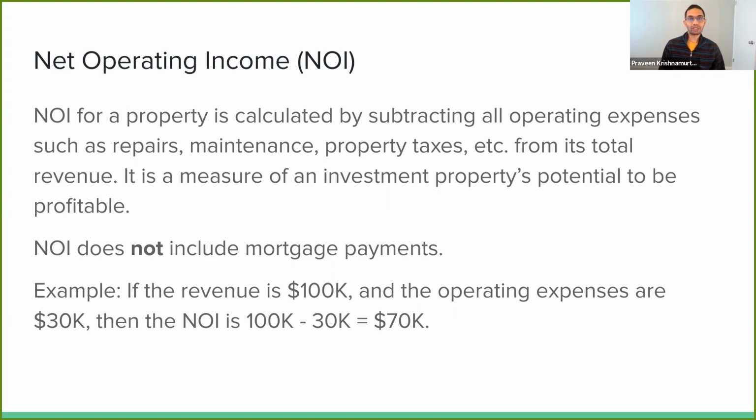So let's make it concrete with an example. Let's say you have a property that earns you in revenue 100,000 per year, and you spend 30,000 of that to keep the property in serviceable condition, which are operating expenses. So your NOI is 100 minus 30, which is 70,000. It's very important to note that NOI does not include mortgage payments. So hope this concept is clear. We'll keep coming back to this over and over throughout the presentation.